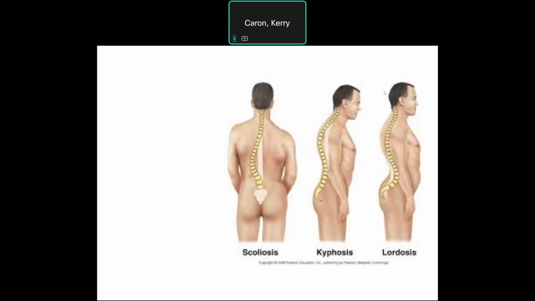Okay, these are some abnormalities in curvatures. Scoliosis happens when there's a lateral shift from where the spine should be. Kyphosis, also known as humpback, is a forward or anterior shift. And lordosis is an exaggerated lumbar or sway back curvature to the spine.